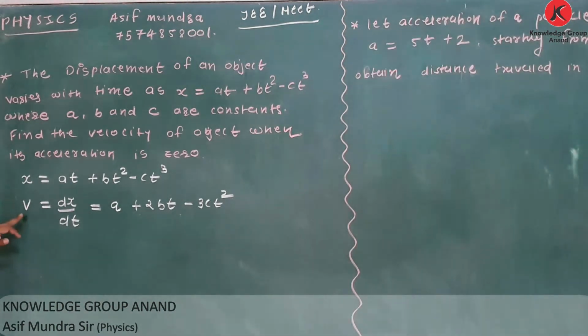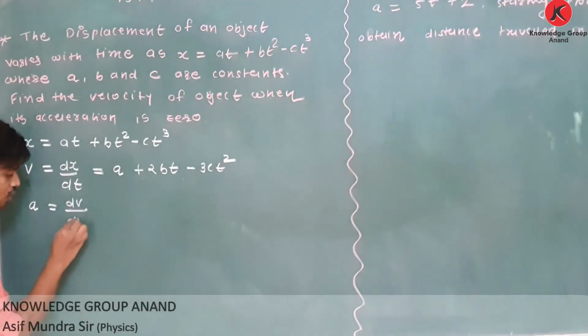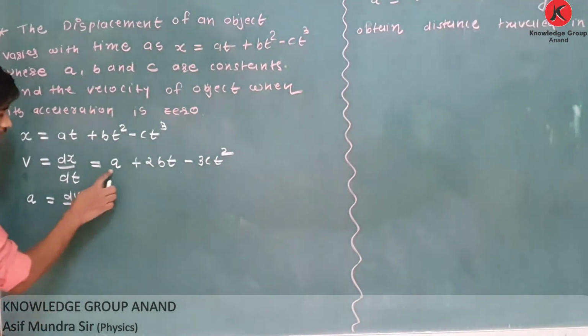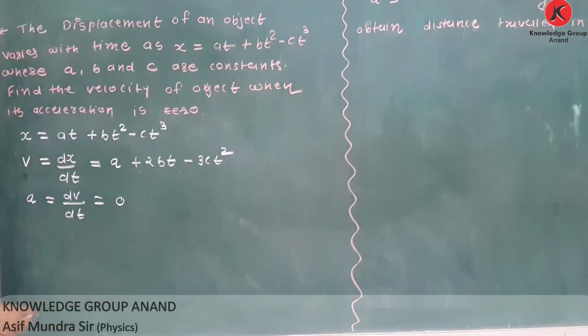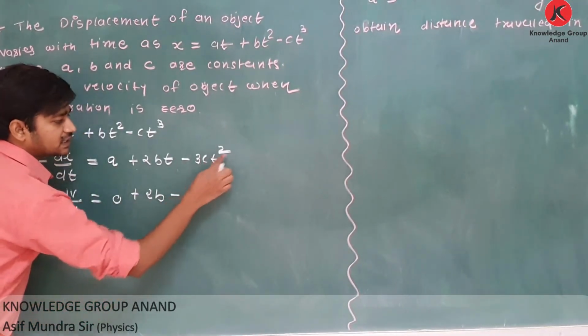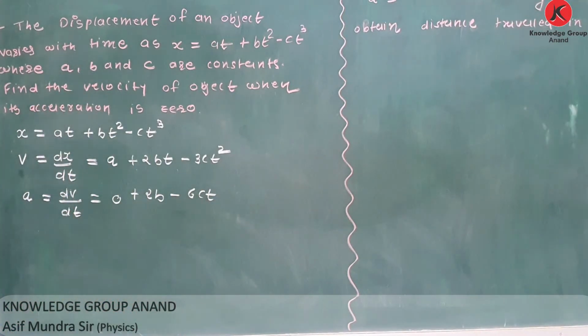Also, you know that when you take differentiation of velocity with respect to time, then you will get acceleration. So acceleration is equal to dv upon dt. Differentiate with respect to time: a constant, its differentiation is 0, plus 2bt, it is only 2b, minus 3ct square means it is 6ct. So it is equation of acceleration. So now first of all you have to find from x to v and v to a with the help of differentiation.